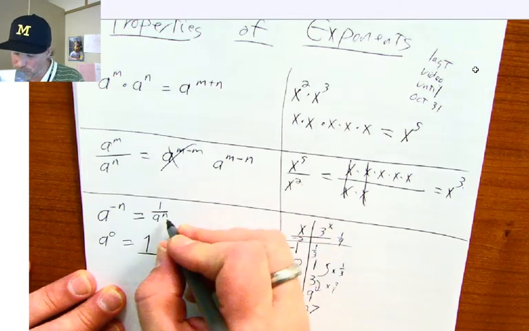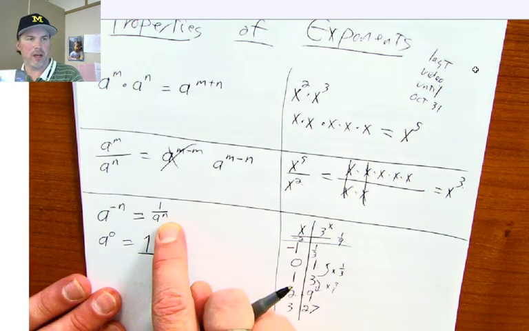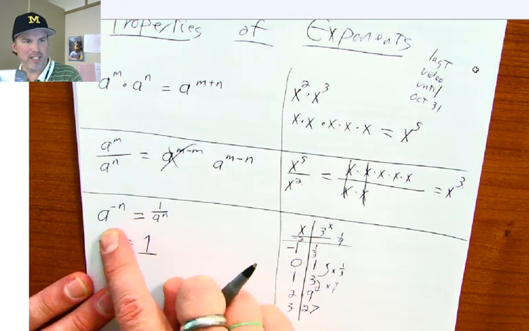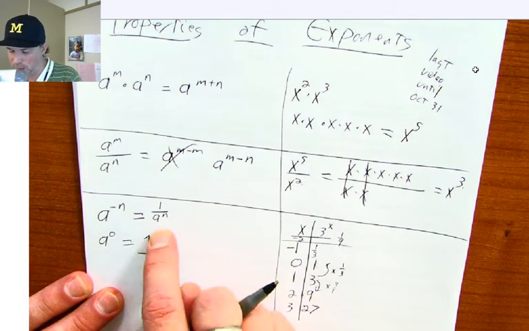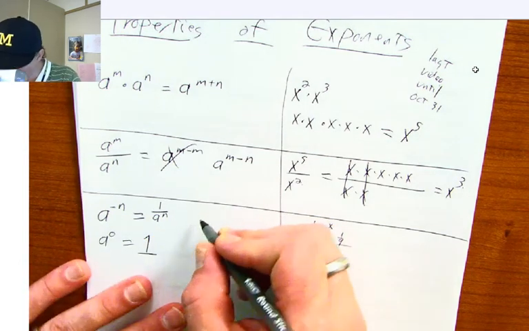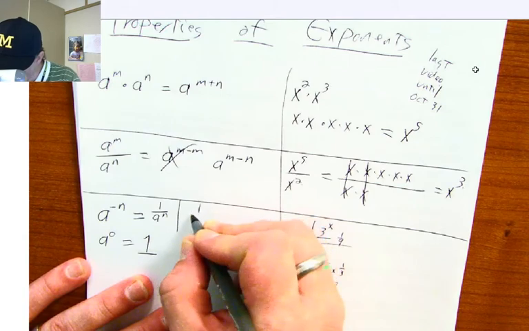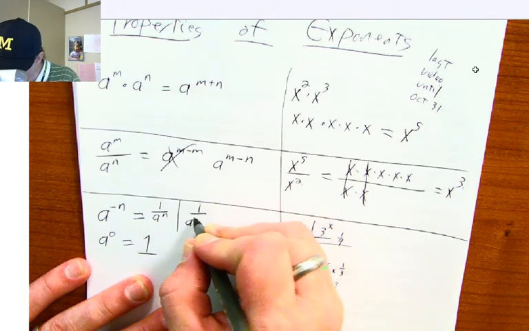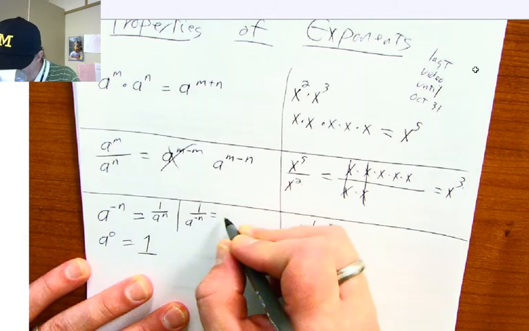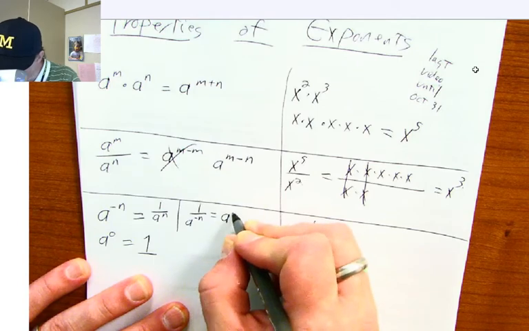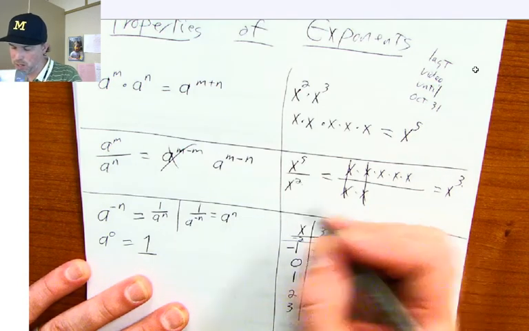So we moved the exponent business to the denominator, making it positive. It works the other way too. So if you had 1 over a to the negative n, that's equal to a to the positive n.